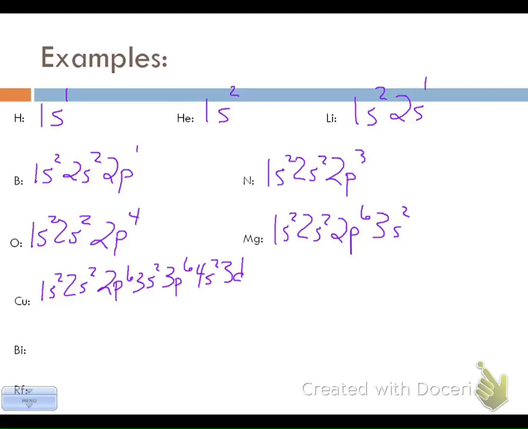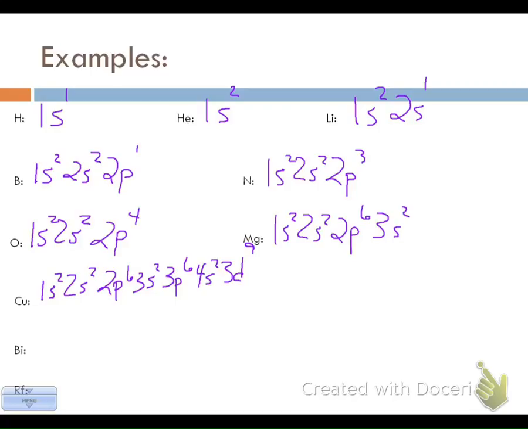And I have 9 left over. And 9 will fit in Ds. Ds can hold up to 10. If you ever forget that, just count the number of the columns in the D block of the periodic table. And the same goes for the P block.